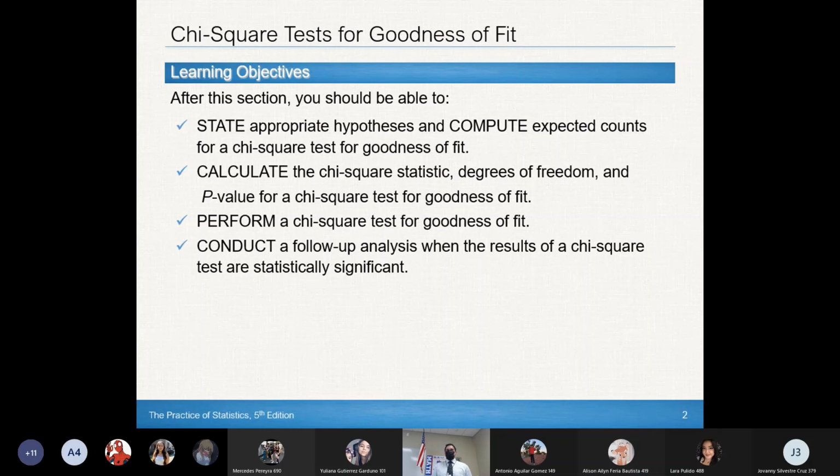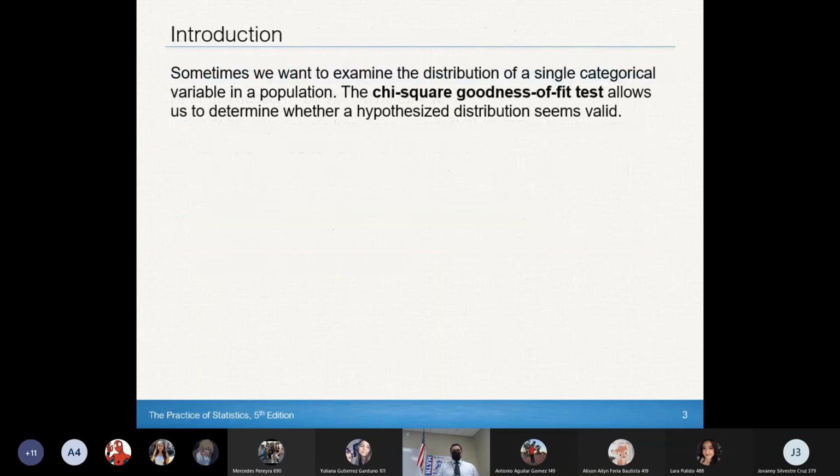So here we go. Here's our objectives again, as I was just talking about that you couldn't see, but now you can, so hooray. So again, that's what we're going to hopefully be able to do today. And let's get this going.